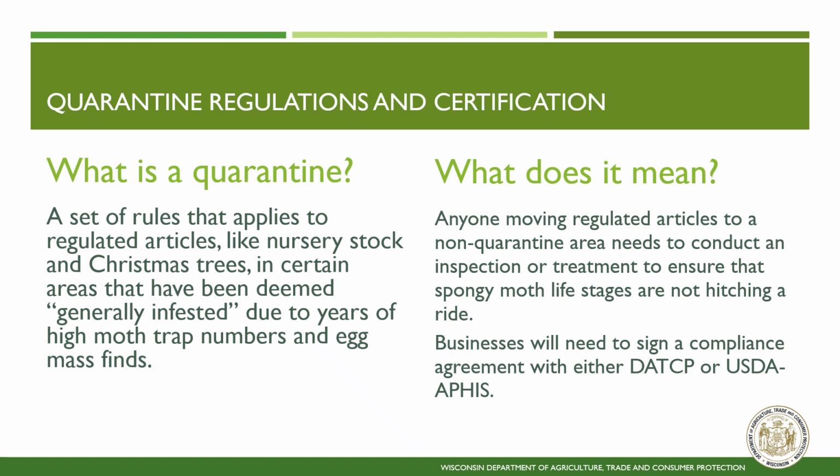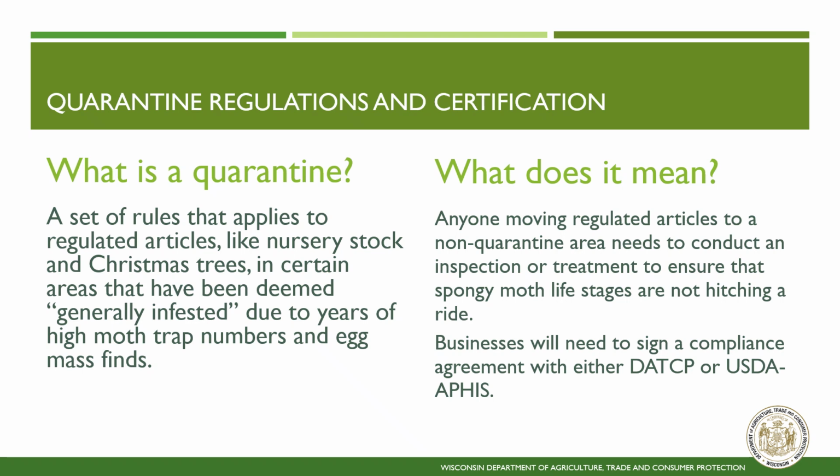When we talk about a plant pest quarantine, we are basically talking about a set of rules that apply to specific regulated articles in a certain area with a known pest problem. For example, in Wisconsin, the spongy moth quarantine covers approximately the eastern three-fourths of the state. Items that are exposed to the environment in the quarantine are then regulated by specific rules and may not leave the quarantine until certain conditions are met.